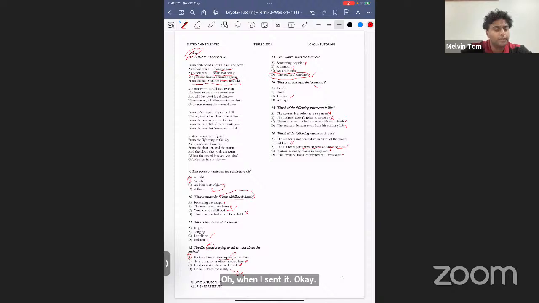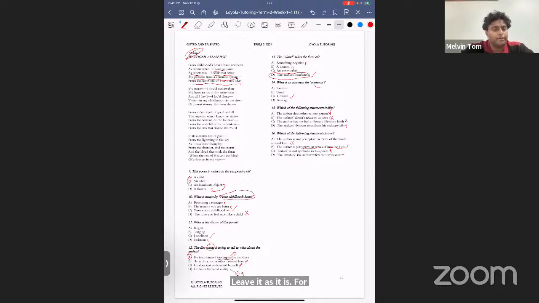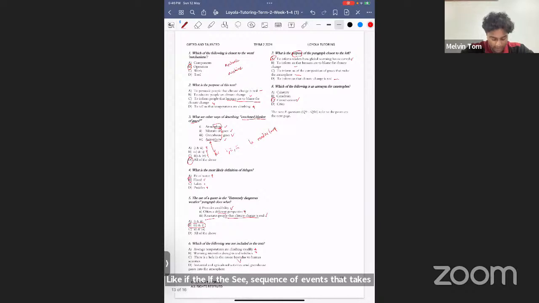So there's no writing homework. If the homework is hard, just give it your best shot, and that's it. Leave it as it is. For the writing topic, engage, do we have to write about realistic fiction or can we write about fantasy? You can write about fantasy as long as it makes sense, like the sequence of events that takes place. If that makes sense, then it's fine.